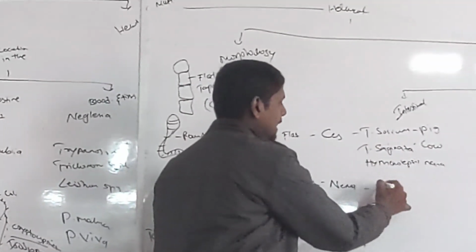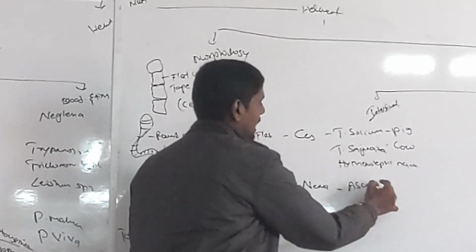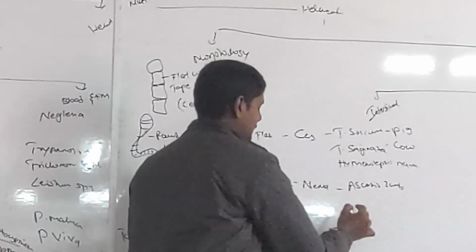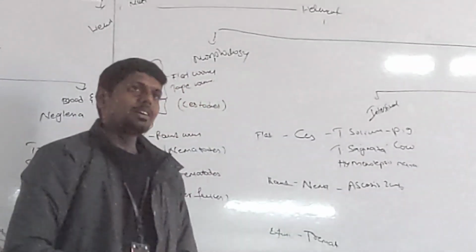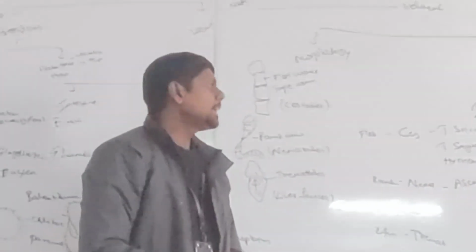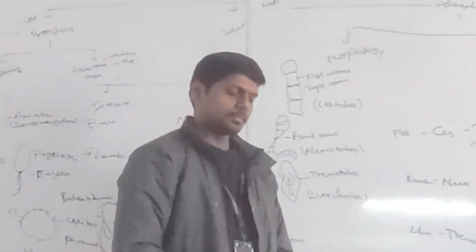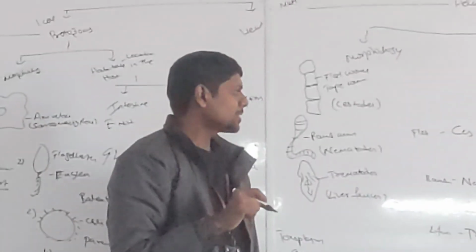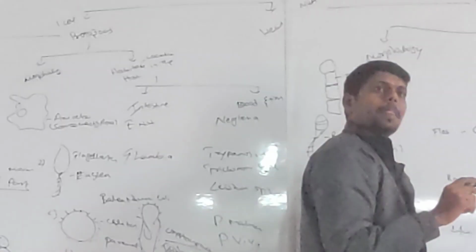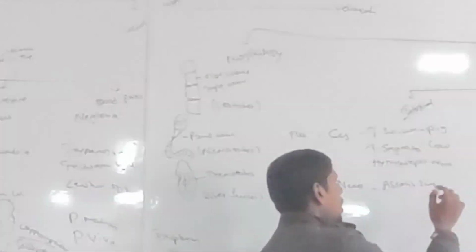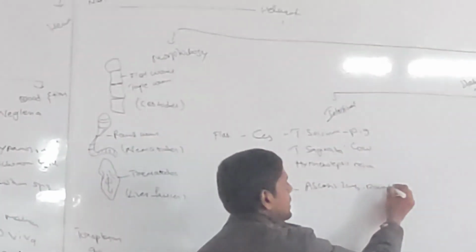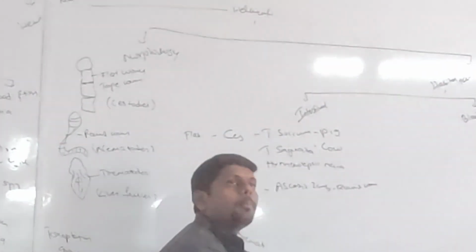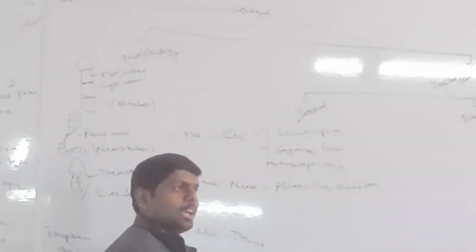Intestinal roundworm. Ascaris lumbricoides. Ascaris lumbricoides is also called roundworm. Okay? Roundworm. Ascaris lumbricoides is also called roundworm. Then, any more examples?